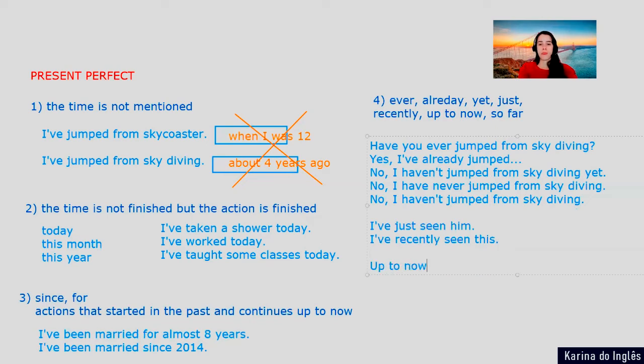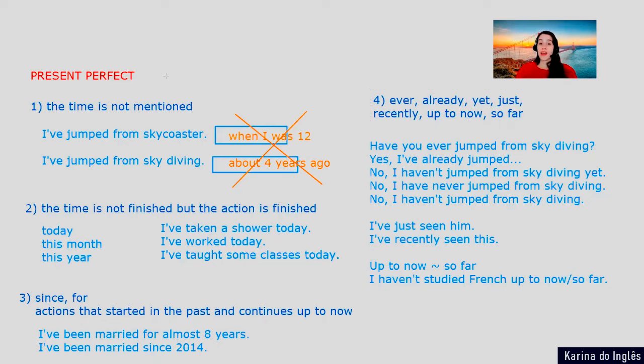Up to now and so far, they are similar. They are not equals, but they are similar. For example, I haven't studied French up to now. But for example, in my case, I'd like to learn French one day. So up to now or so far. They are interchangeable here, okay? Oh, sorry, there was a mistake here on the spelling of already. It's here. Yes, now it's right.